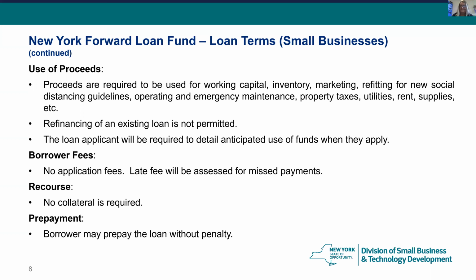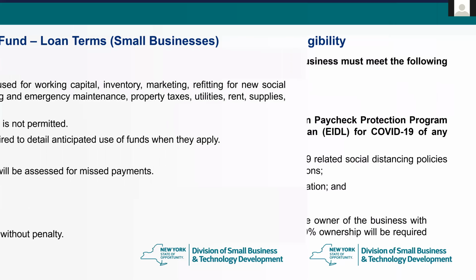There are no application fees. There can, of course, be late payment fees if you miss a payment. There are no collateral requirements, and there are no prepayment penalties. So you can always prepay the loan early without penalty before the end of the 5-year term if you feel you're in a position to do so.